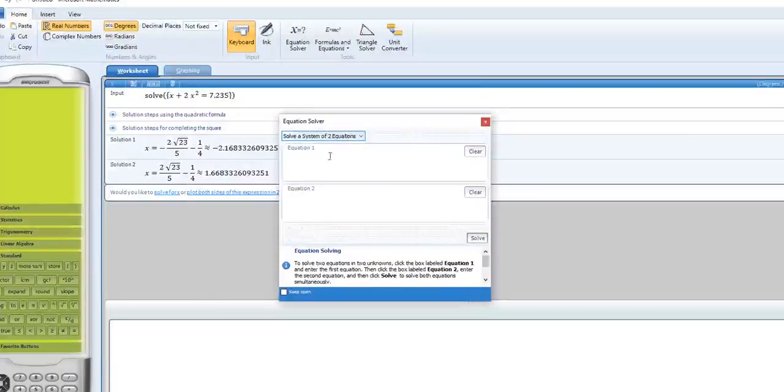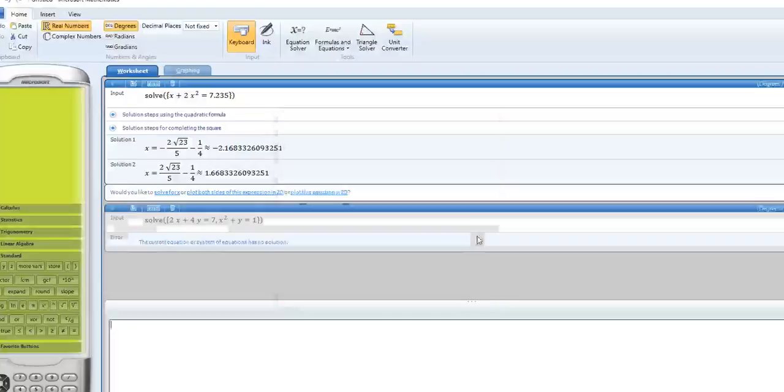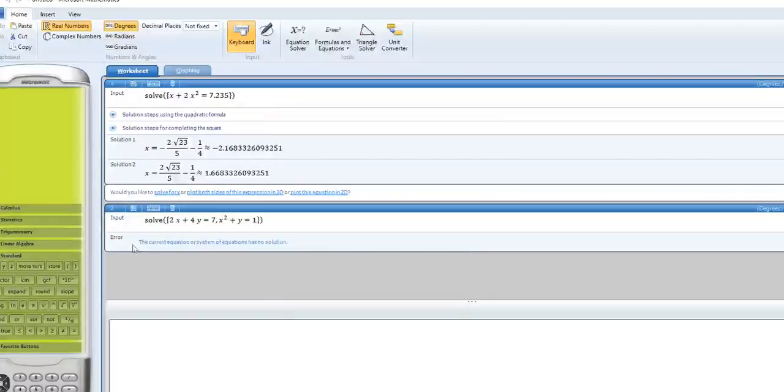If you've got a set of two equations, so y equals 2x plus 5 and y equals 2x plus 4y equals 7 and x squared plus y equals 1, it can solve those. Well, I'll just put in a set of equations that has no solution, but you get the picture.